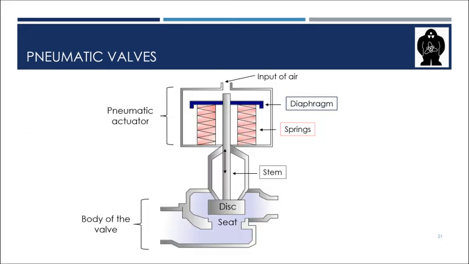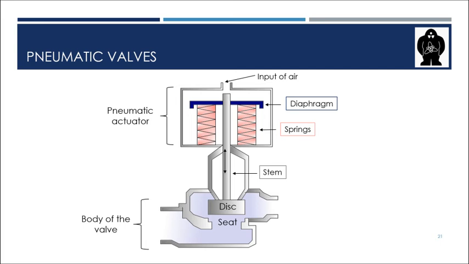This slide explains what a pneumatic valve looks like. The upper part, which houses the control mechanism, is called the actuator. The bottom part is known as the body of the valve. At the top, the air controlling the valve enters the actuator. The diaphragm reacts to this change in pressure.